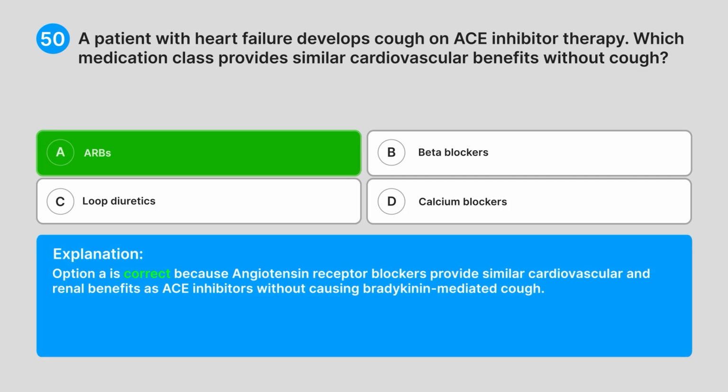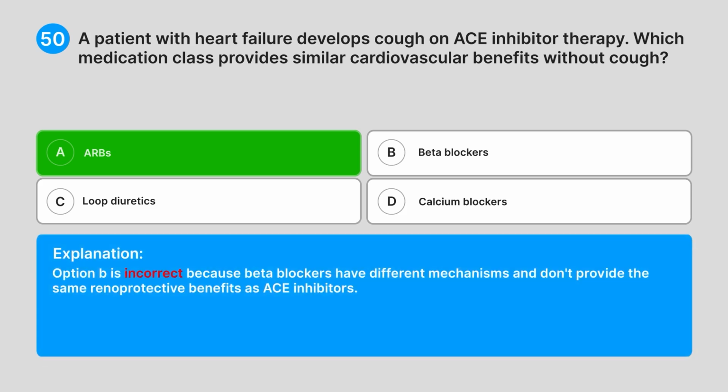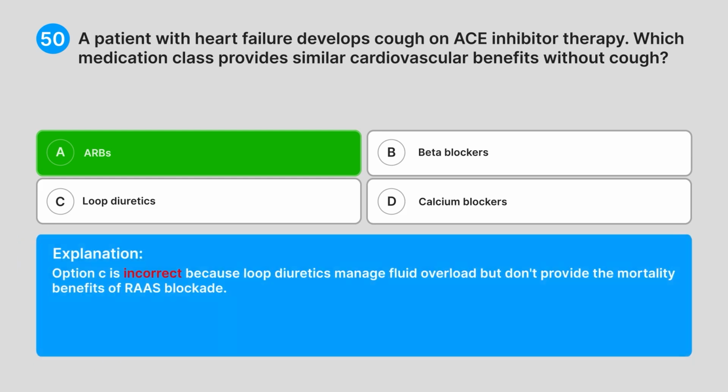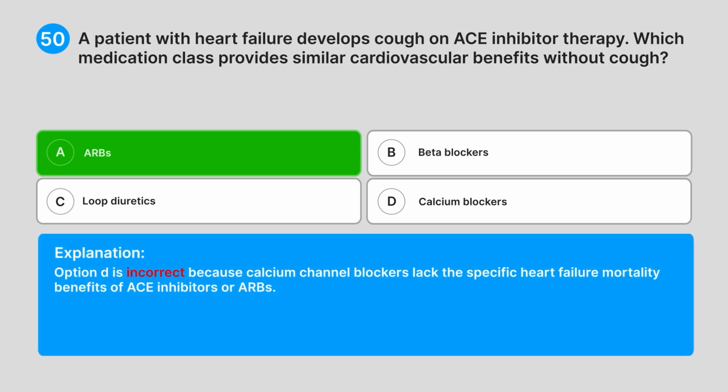Explanation: option A is correct because angiotensin receptor blockers provide similar cardiovascular and renal benefits as ACE inhibitors without causing bradykinin-mediated cough. Option B is incorrect because beta blockers have different mechanisms and don't provide the same renoprotective benefits as ACE inhibitors. Option C is incorrect because loop diuretics manage fluid overload but don't provide the mortality benefits of RAS blockade. Option D is incorrect because calcium channel blockers lack the specific heart failure mortality benefits of ACE inhibitors or ARBs.